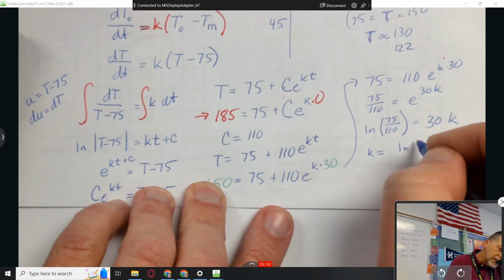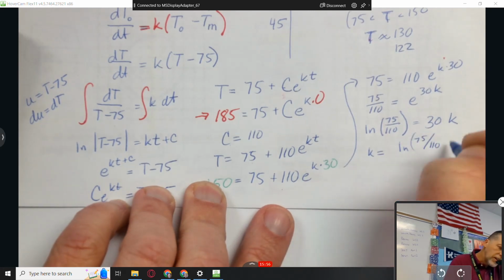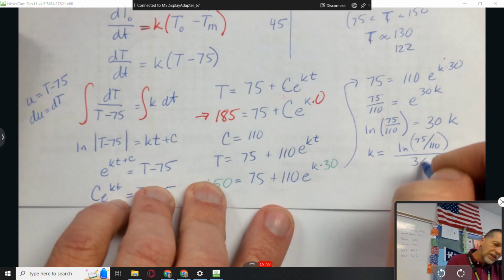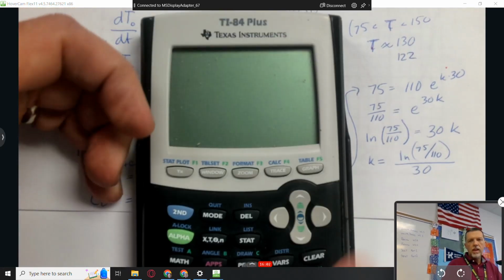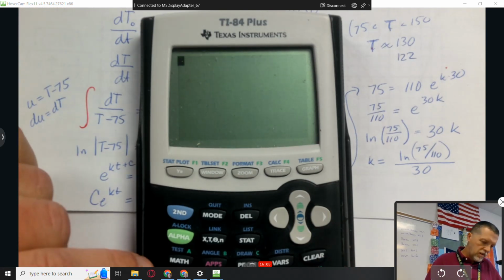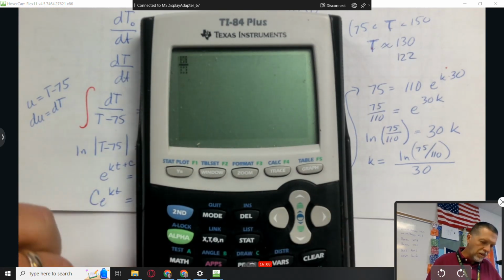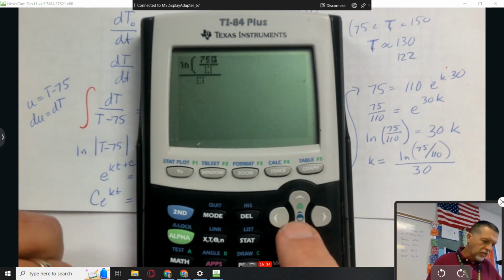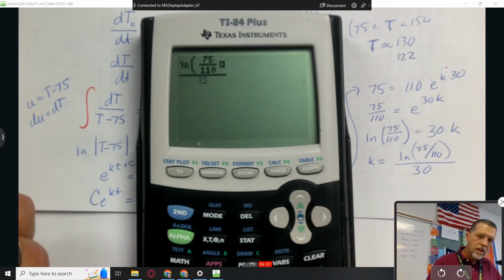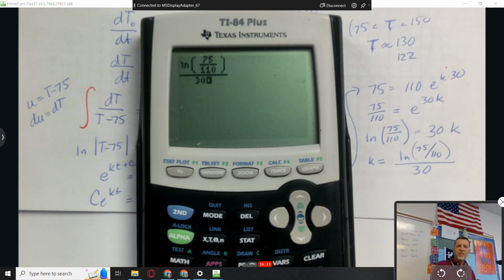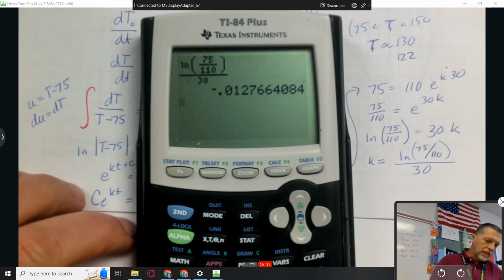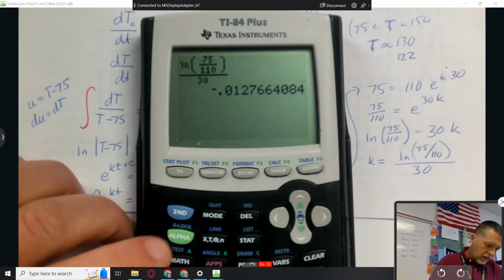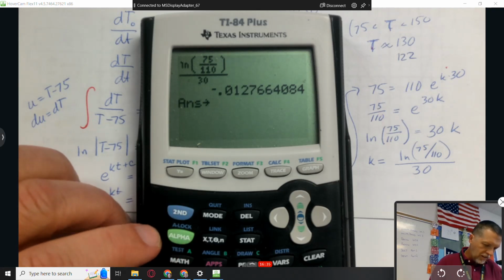So K equals natural log. This is just algebra. 75 over 110 all over 30. Let's be fun and use the fraction bar. And let's go overboard with it just because. Natural log of 75 over 110, all over 30, is whatever that is. It is negative. I like that because this is decaying. The temperature difference is decaying. So store that as K.